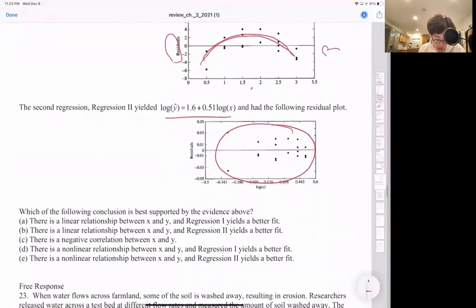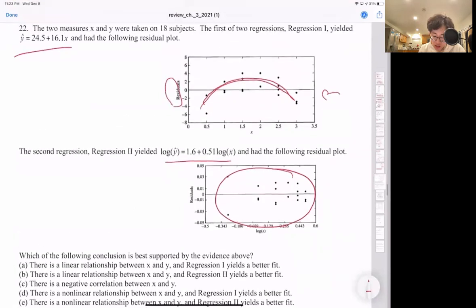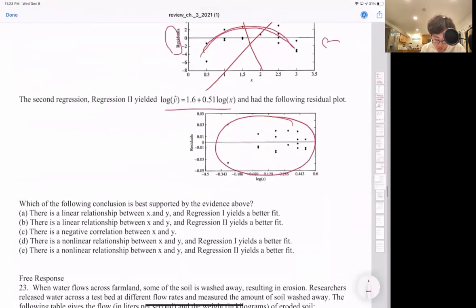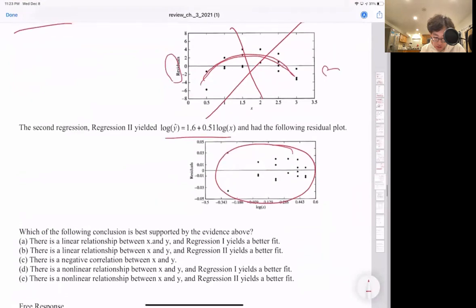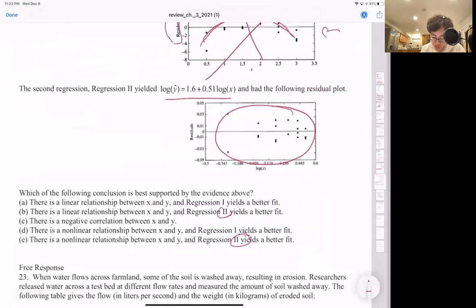That's for sure. There is a linear relationship between X and Y. For this one, no, clearly not. So X and Y, we don't want to say regression 1 is the better fit. So regression 2 should be a better fit. So we want to say either B or E for this one.